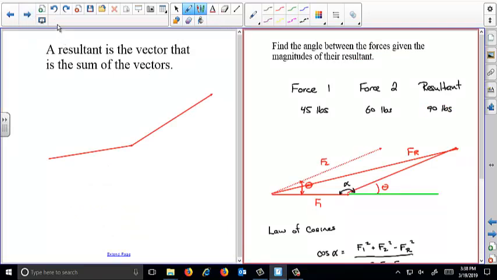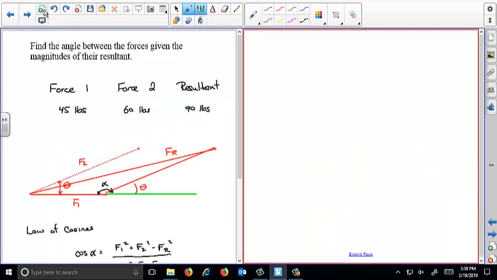Okay, so now we're going to do some word problems just to explain where we would use these kinds of things. So what we have is two forces: one force is 45 pounds, one force is 60 pounds, and the resultant is 90 pounds. Now what they're asking us to do is find the angle between the two forces.